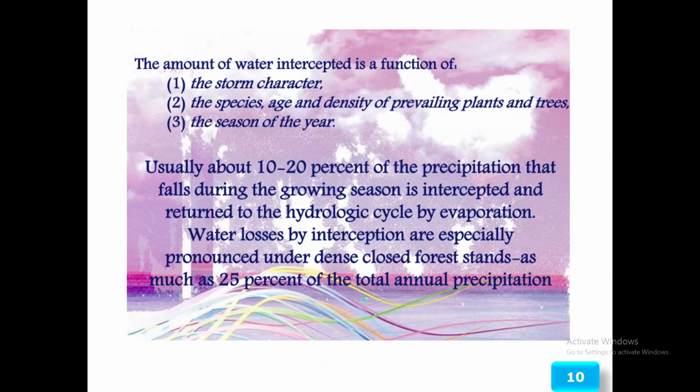The amount of water intercepted is a function of the storm character, the species, age, and density of prevailing plants and trees, and the season of the year. Usually, about 10 to 20% of the precipitation that falls during the growing season is intercepted and returned to the hydrologic cycle by evaporation. Water losses by interception are especially pronounced under dense closed forest stands, as much as 25% of the total annual precipitation.